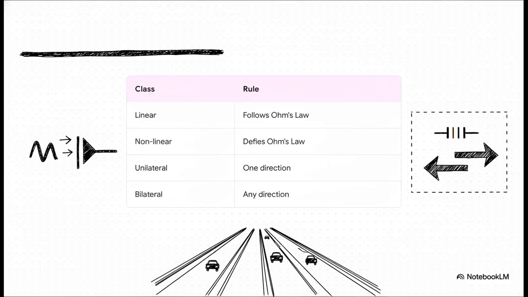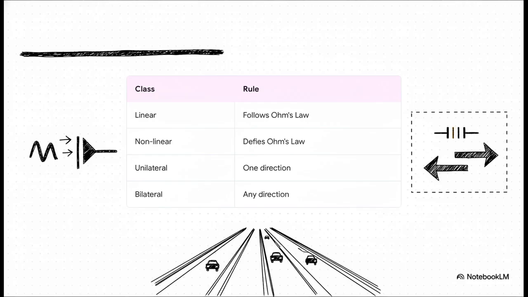Now, engineers take this a step further and classify these passive elements based on how predictably they behave under pressure. For example, a linear element behaves perfectly consistently as the voltage and current change. A nonlinear element, like a diode, not so much. It changes its behavior on the fly. We also have unilateral elements that act like strict one-way streets, only letting traffic flow in a specific direction.